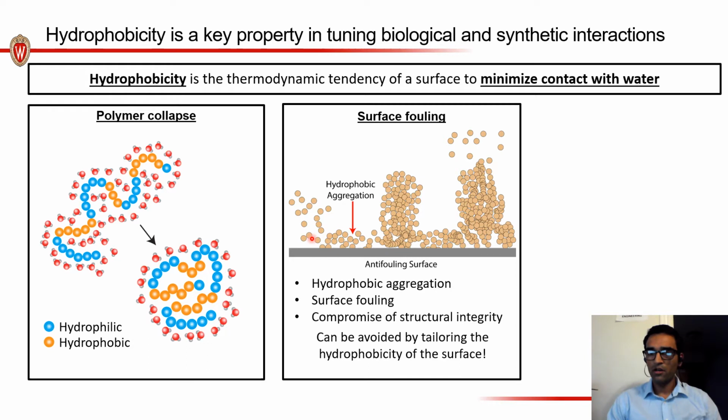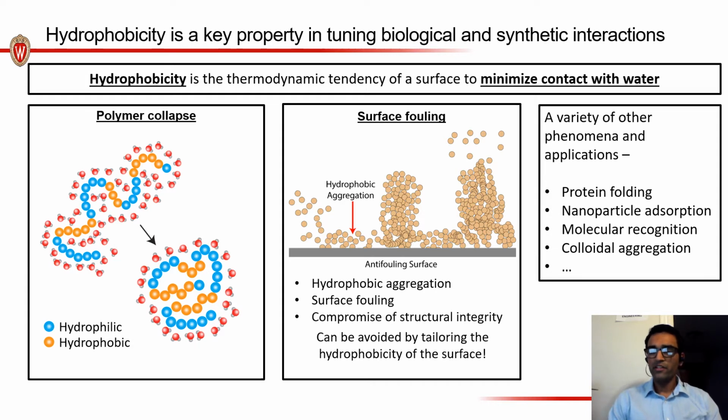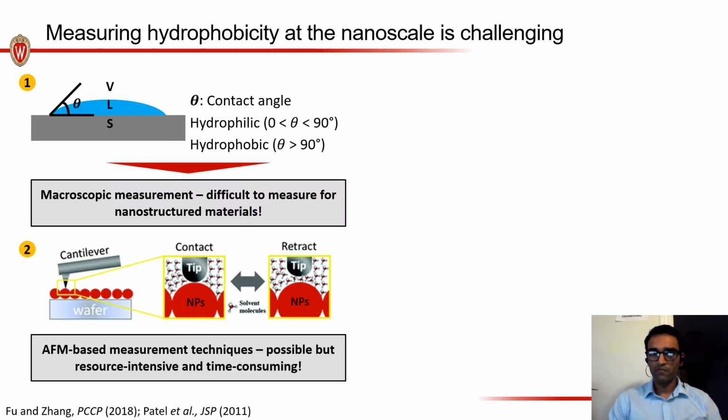Another example, which is a real life application, is something like surface fouling, where you have a surface and because of hydrophobic aggregation, a foulant keeps on accumulating on the surface, and this can eventually lead to a compromise of structural integrity or the formation of a biofilm. And this can be avoided by tailoring the hydrophobicity of the surface. And we've seen this in a variety of other phenomena and applications. For example, there's protein folding, nanoparticle absorption, molecular recognition, colloidal aggregation, and a ton of other applications.